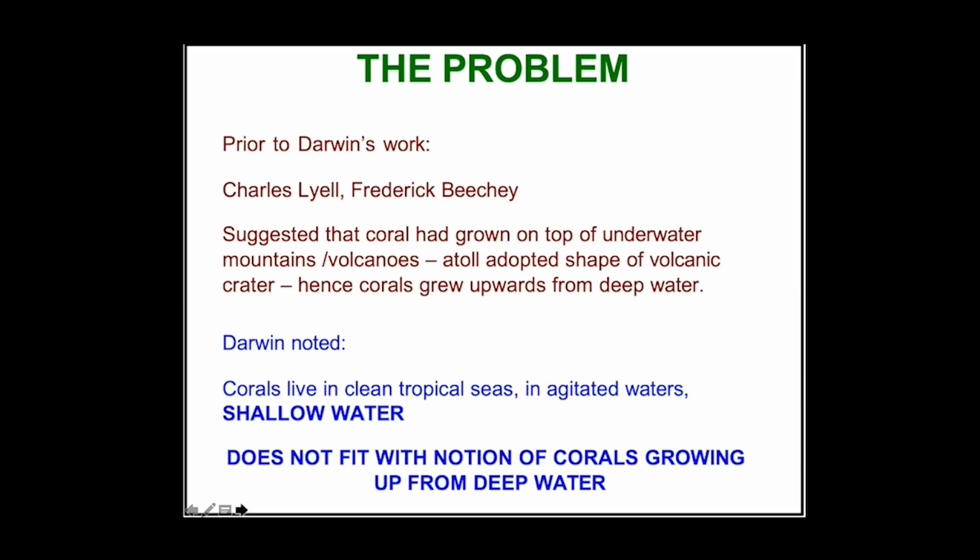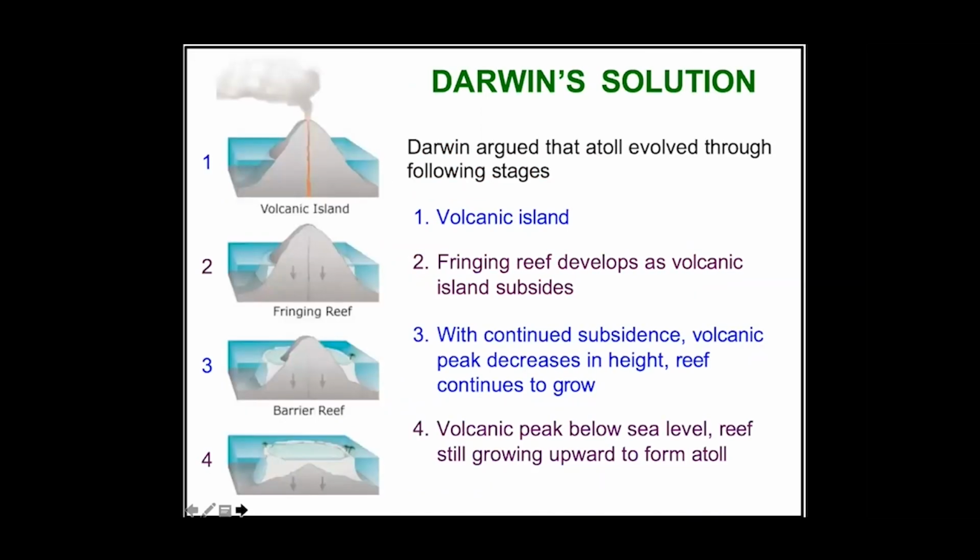Darwin noticed, and based on his observation, that corals only live, or the modern corals only live, in clean, tropical seas, agitated water, in shallow water. And hence, it did not fit with the notion proposed by Lyell and Beechey that the corals grew up from deeper water. Remember, if it's in deep water, there is very little sunlight, and modern corals need sunlight.